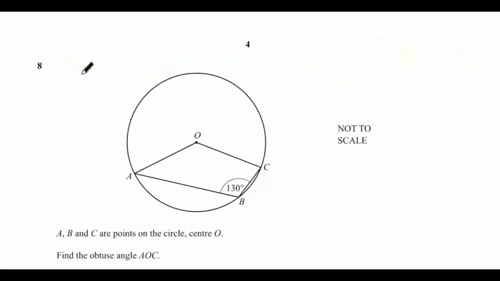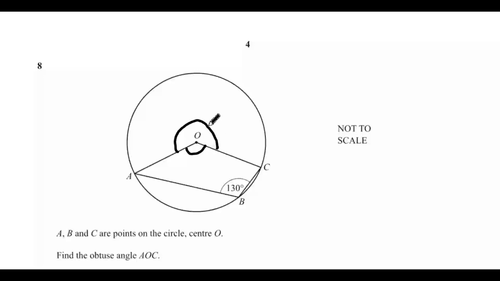The first one is question 8 from paper 058021 May June 2019. A, B, and C are points on the circle center O. Find the obtuse angle AOC. So the obtuse angle AOC will be this angle from here to here. That is the obtuse angle. Then the reflex angle will be the one outside here. So we need the inner angle.